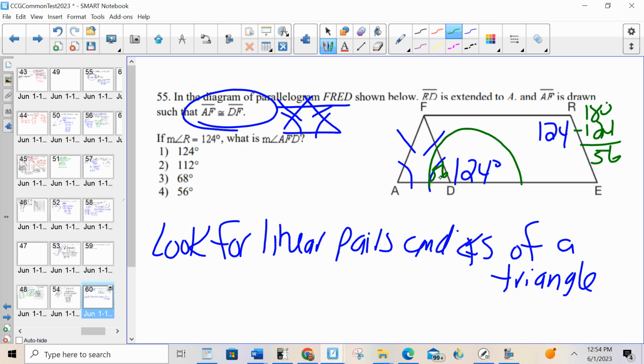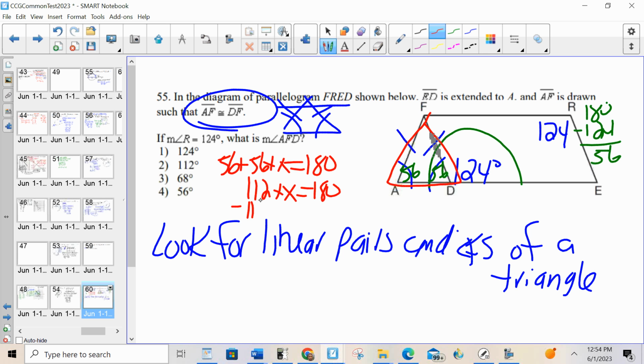If that angle's 56, then this angle's 56 because I already marked that they're congruent. And now I have angles of a triangle, 56 plus 56 plus x equals 180. 112 plus x equals 180. Minus 112 minus 112, x is 68.